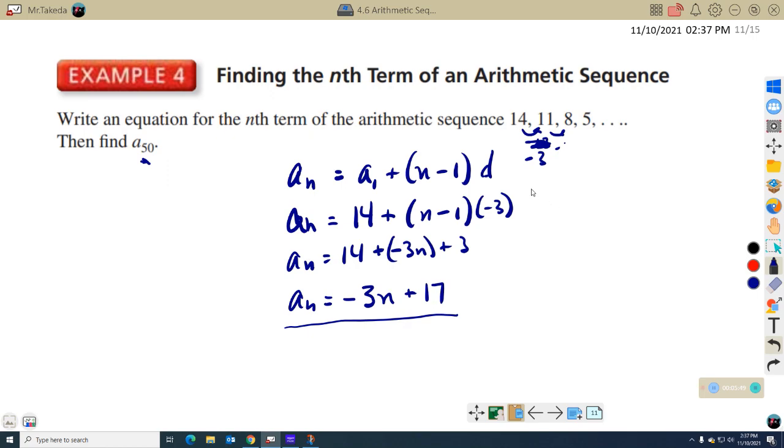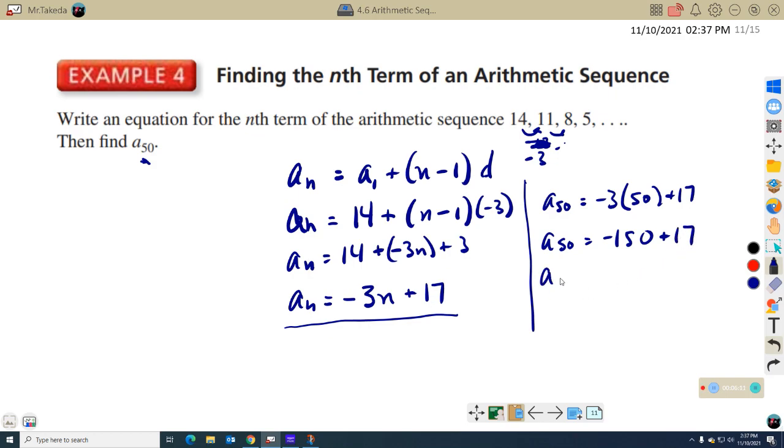Now, if I want to find the value of a sub 50, a sub 50 is equal to negative 3 times 50 plus 17. So a sub 50 is equal to negative 150 plus 17. So a sub 50 is equal to negative 133. Okay, so make sure you understand this thing.